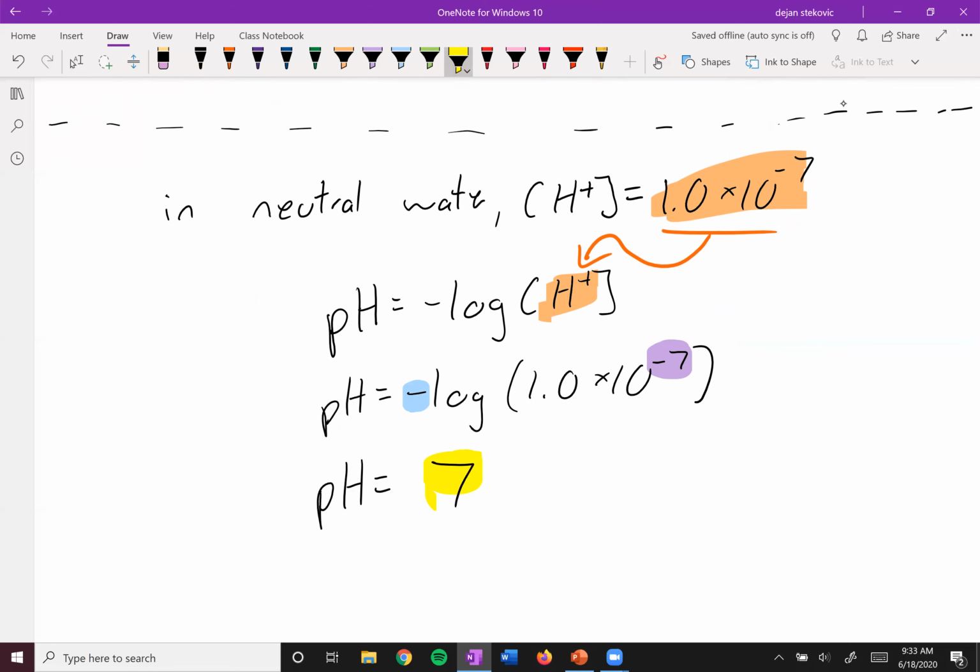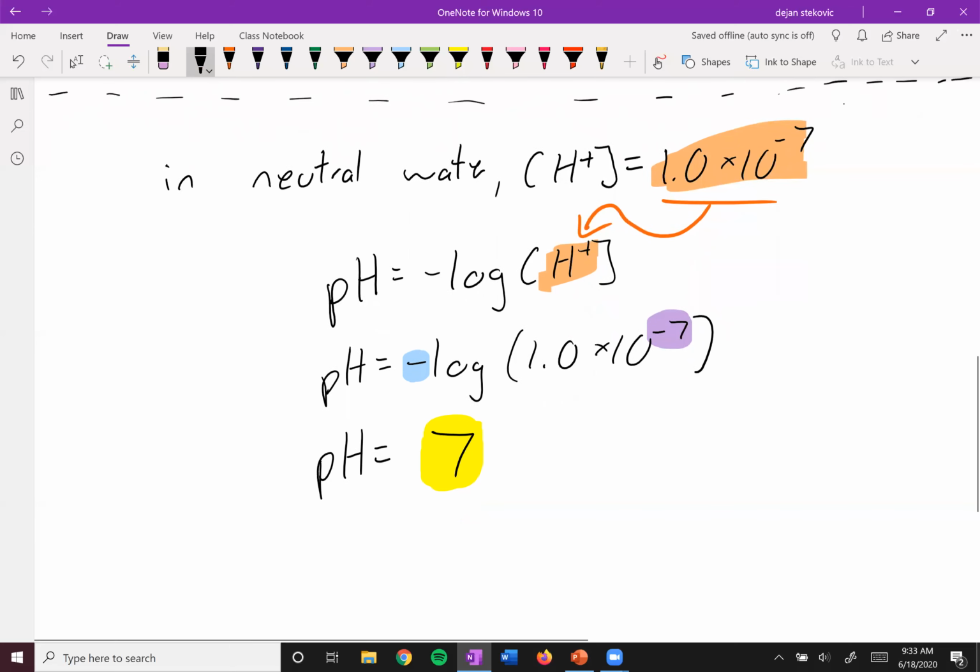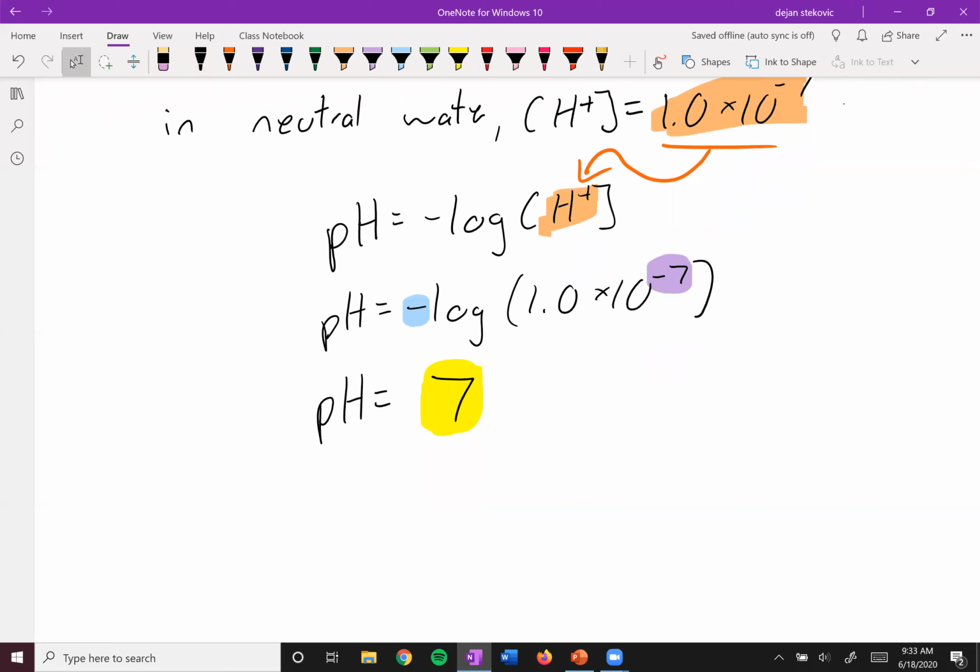A decent number of you probably know that neutral water has a pH of 7. So this is why, right? Because in neutral water, the concentration of H plus is 1 times 10 to the -7. And because pH is negative log, if you take the negative log of that concentration, you get 7. So 7 is not really chosen as the neutral thing, but that's what it is in real life. That's what it's measured, right?